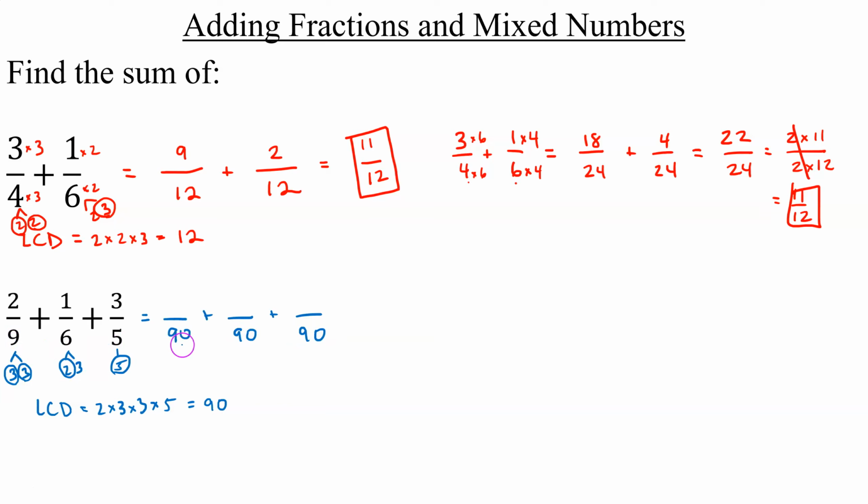In order to go from 9 to 90, we had to multiply by 10. So we're going to multiply our numerator of 2 by 10 to get 20. In order to go from 6 to 90, we had to multiply by 15. So I'm going to multiply my numerator of 1 by 15. And then in order to go from a denominator of 5 to 90, we had to multiply by 18. So I'm going to multiply my numerator of 3 by 18 to get 54. Now we add up all of our numerators, and we get 89 over 90.